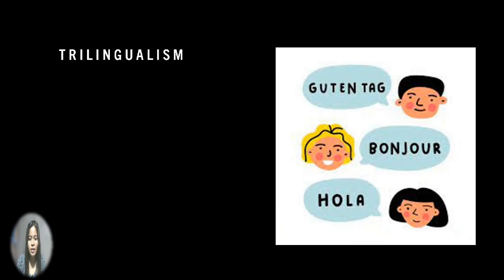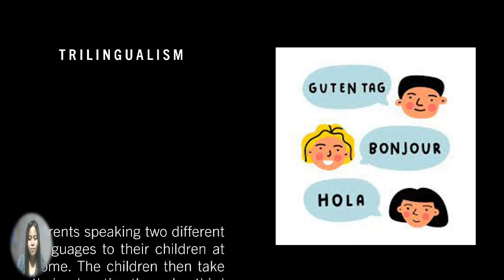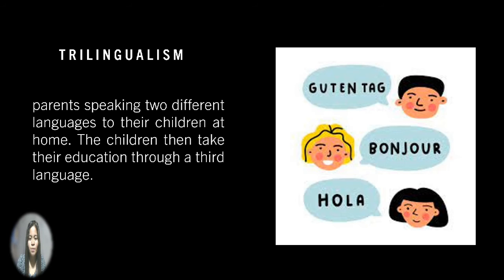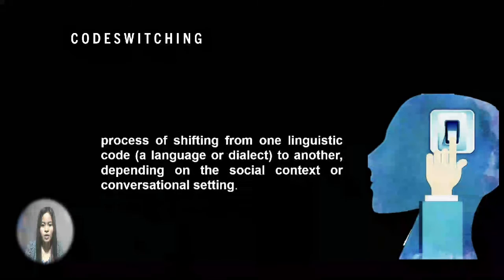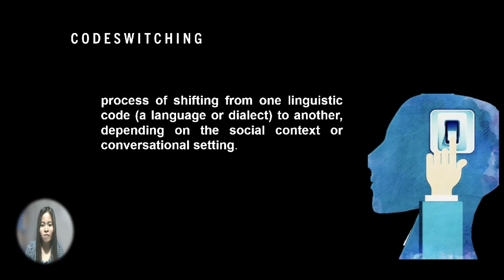Next is trilingualism. So when we say trilingualism, it is where parents speak two different languages to their children at home, and then the children take their education through a third language. And next is code switching. So code switching is a process of shifting from one linguistic code, a language or a dialect, to another depending on the social context or conversational setting.